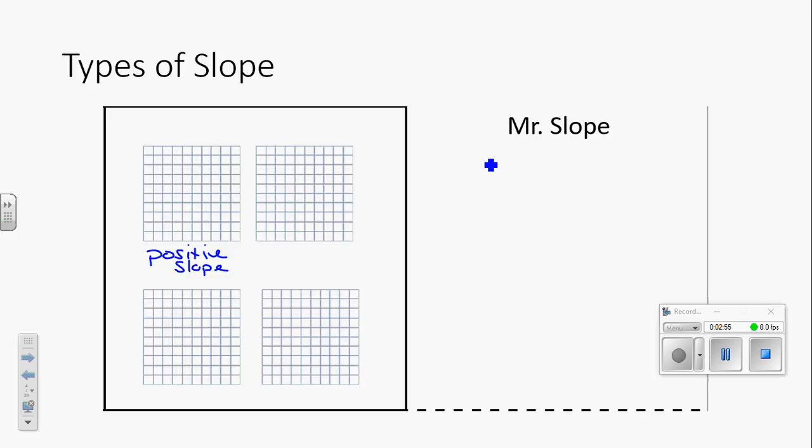All right, so we're drawing positive slope in this first box. That means that we are going uphill as we read from left to right. We usually read from left to right, so we're going uphill. Now I'd like you to draw a negative slope in the second box.